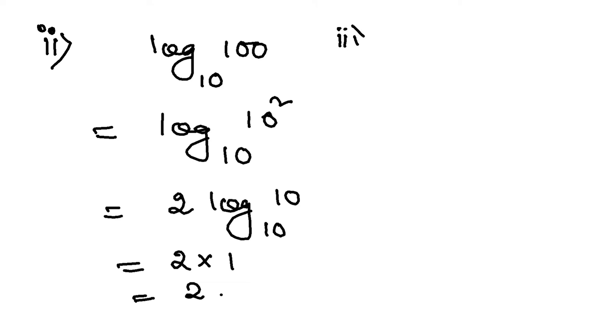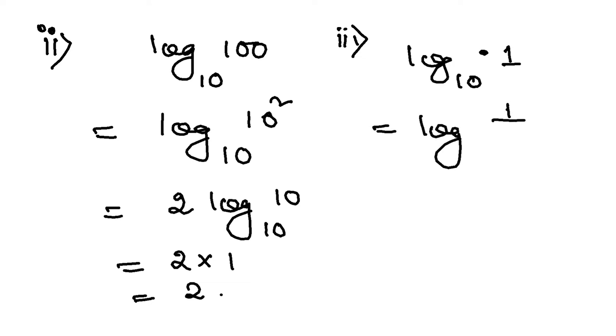Now number 3 is log of 0.1 base 10. Now this is interesting. Please observe here what I'll do. 0.1 can be written as 1 by 10, right? So base is 10. Now 1 by 10 is 10 to the power minus 1, base 10.